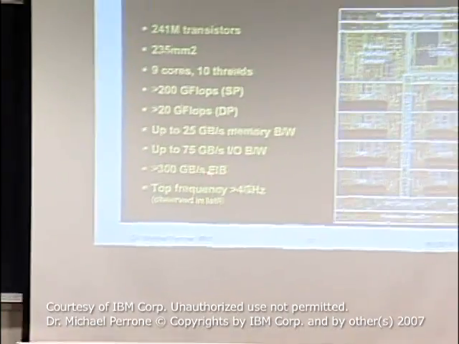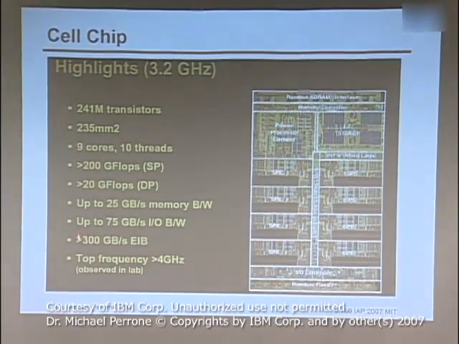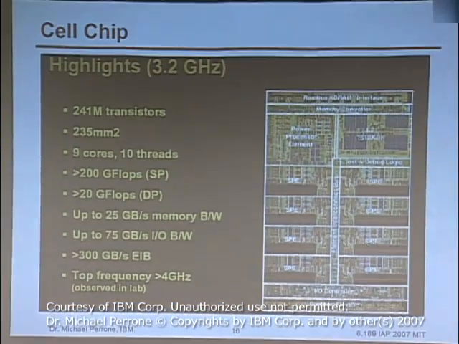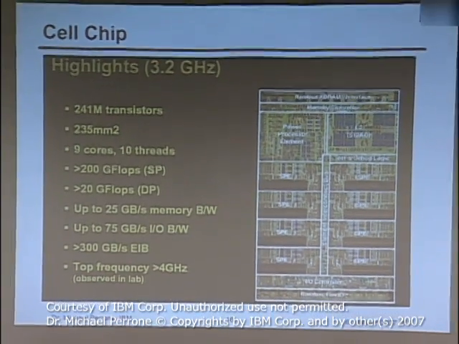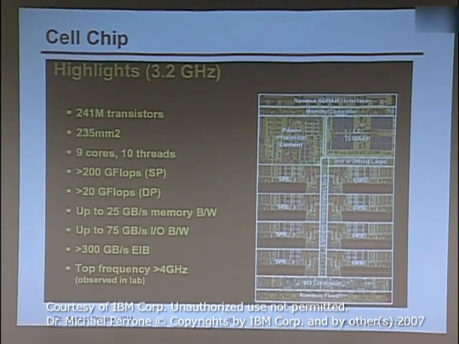And this element interconnect bus that I mentioned before has tremendous bandwidth, over 300 gigabytes per second over here. The top frequency in the lab was over 4 gigahertz, sorry. And it's currently running, when you buy them, at 3.2 gigahertz. And actually, the PlayStation 3s that you're buying today, I think they only use 7 out of the 8 SPEs.